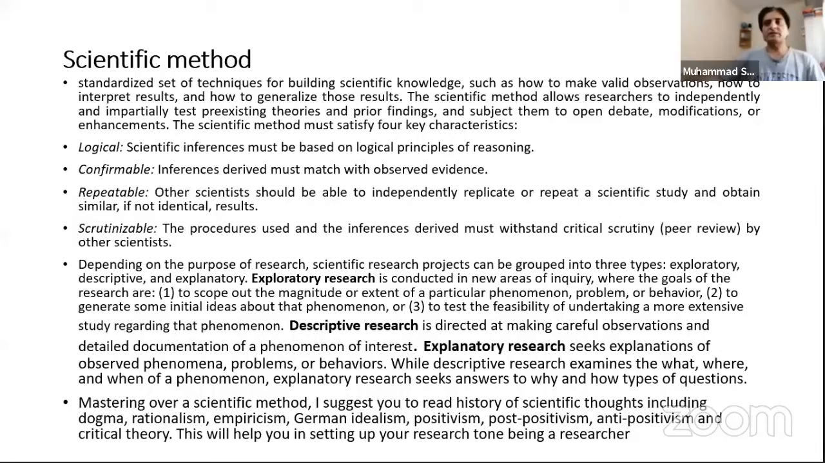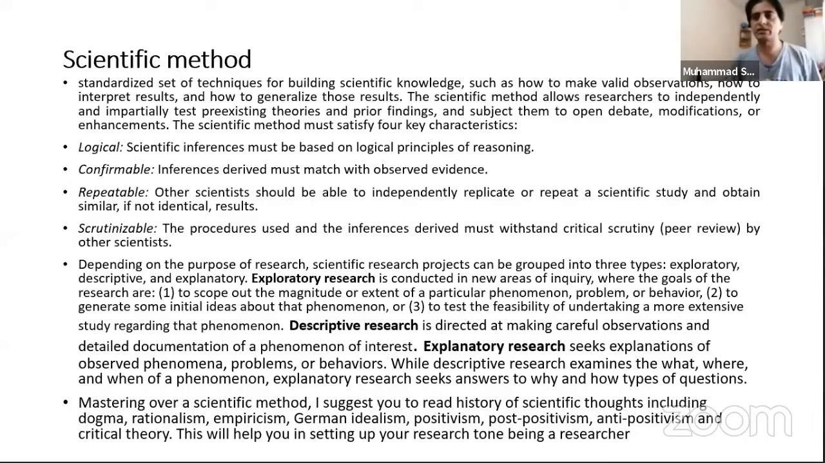So depending on the purpose of research, scientific research projects can be grouped into three major types. One is exploratory research, second is descriptive research, and third is explanatory research. And what is the meaning of descriptive research? What is the meaning of exploratory research? And what is the meaning of explanatory research? So we need to rethink or think over it.